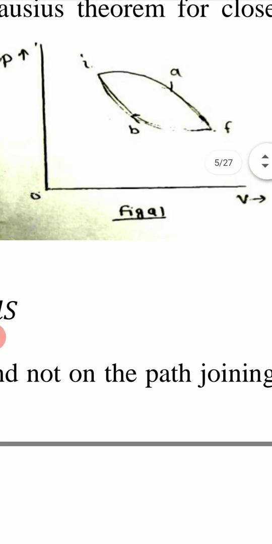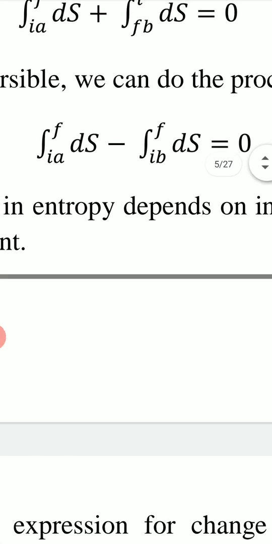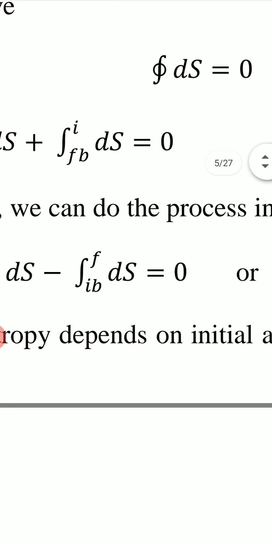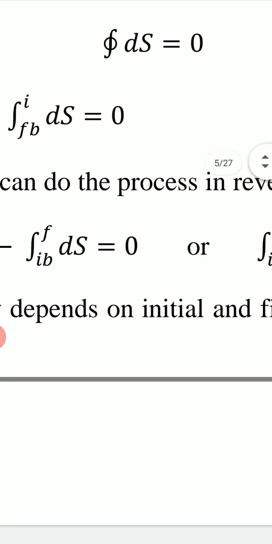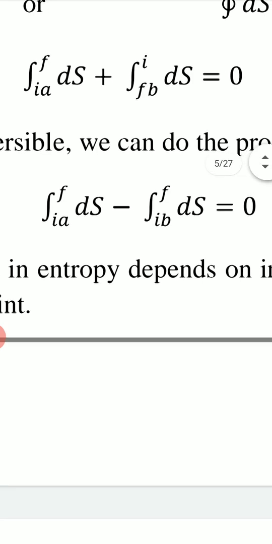I to F by path A. Then we go from F to I by path B. So second integral is F to I and B means from path B. So this integral ds for closed cycle can be written as integral I to F ds for path A plus integral F to I ds for path B, and the sum of these two integrals is equal to 0.